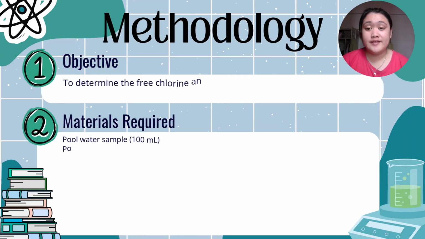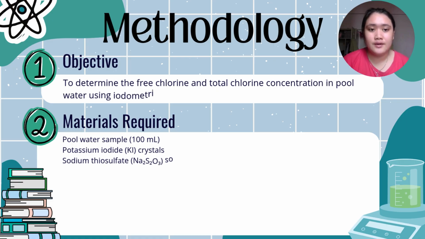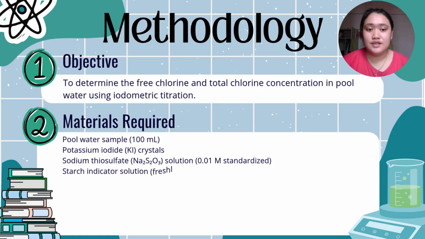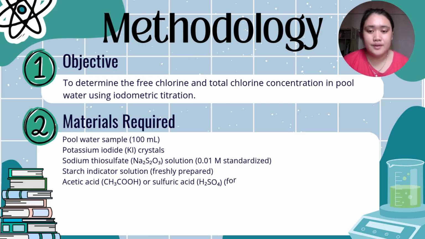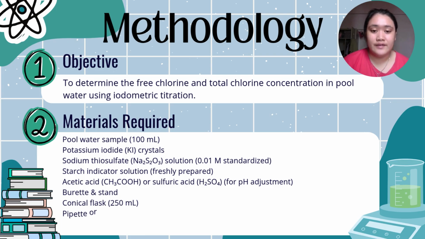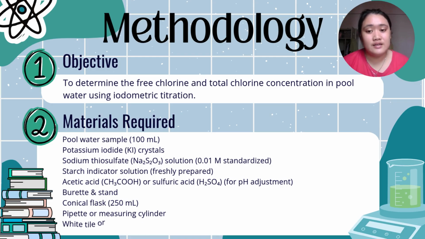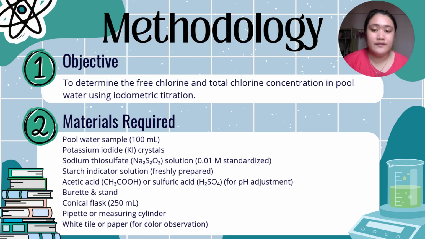The objective of this experiment is to determine the free chlorine and total chlorine concentration in pool water using iodometric titration. The materials required are a pool water sample, potassium iodide crystals, sodium thiosulfate solution, starch indicator solution, acetic acid, a burette and stand, a conical flask, a pipette or measuring cylinder, and lastly, a white tile.